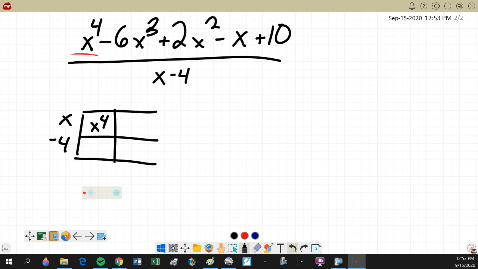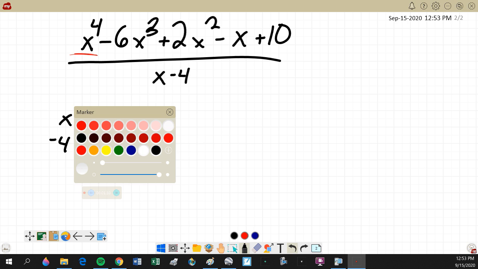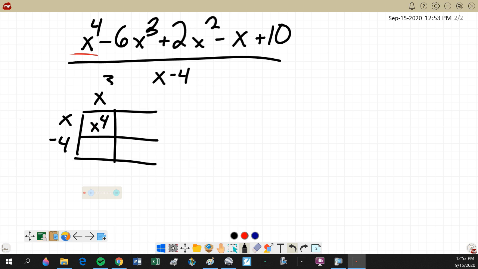If I take x to the fourth and I divide it by x, what's left over? x to the third. Does everybody understand that? I'm just pulling out an x, basically. And then x to the third times negative 4 is negative 4x to the third. Then I look up here: have I finished all of the numerator? No. So I add a column. And now these two boxes have to add to be negative 6x to the third. I have negative 4. What do I need to create a negative 6? Minus 2x to the third.